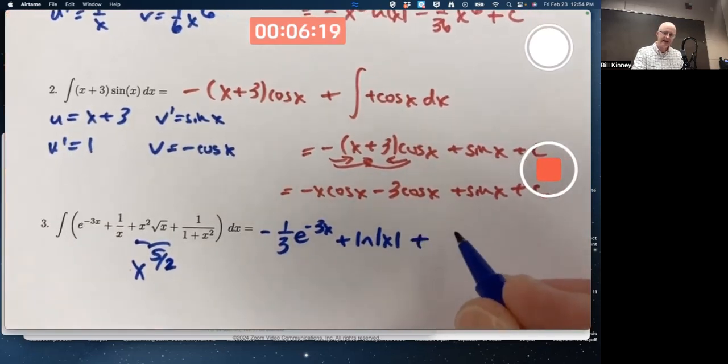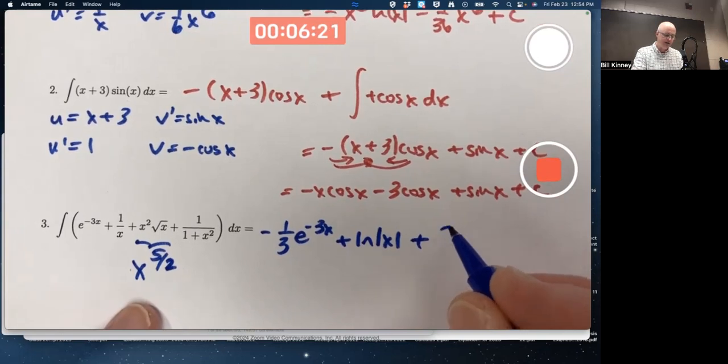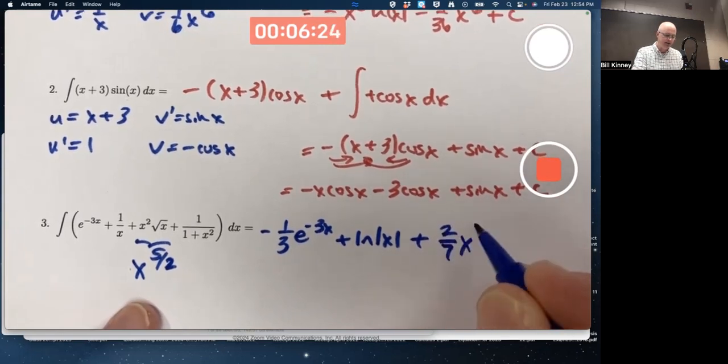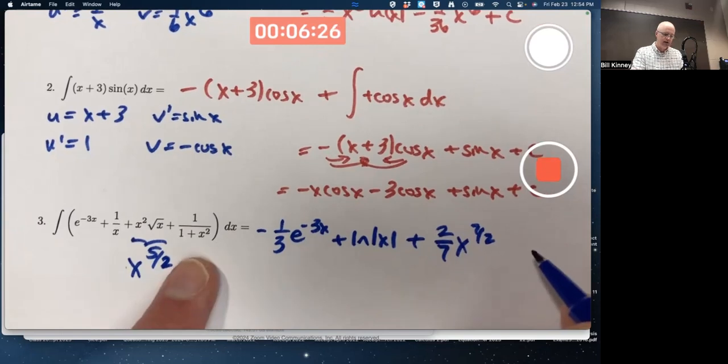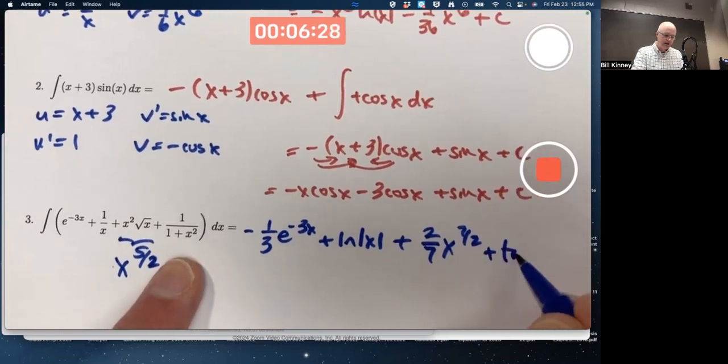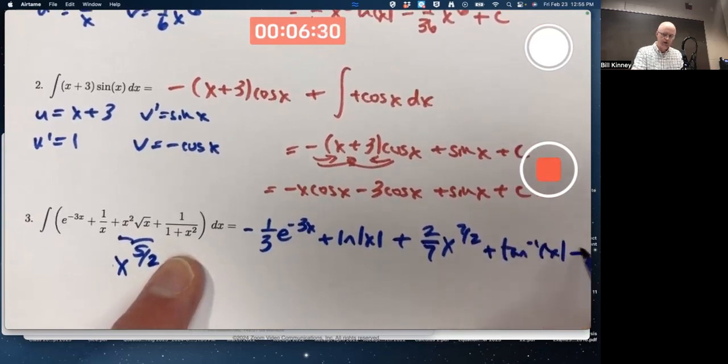Then you get x to the 7/2 all over 7/2, which is the same as 2/7 times x to the 7/2. Integral of that is inverse tangent. Don't forget your plus c.